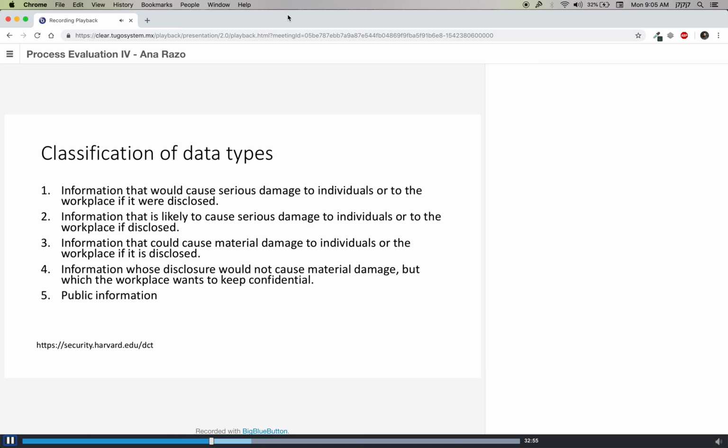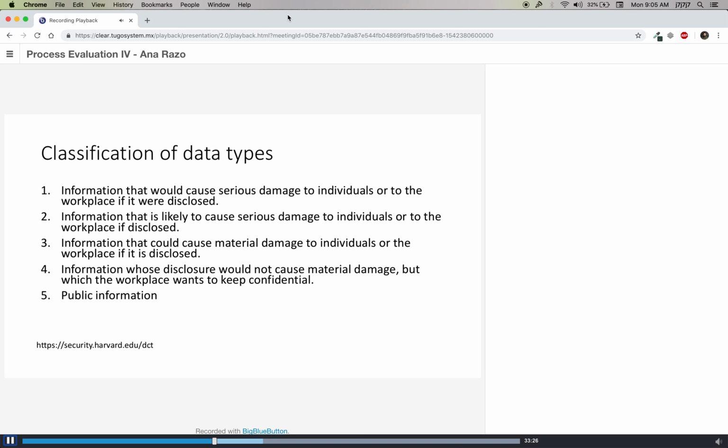A third type of information would be the type of information that is not likely to cause damage, but of course, this can also be a possibility. We include, for instance, material damage to individuals, such as disclosing the type of funding that they are receiving, the funders, or the resources that they are obtaining, the location of the participants, the state where they work. This could cause material damage to individuals or the workplace.